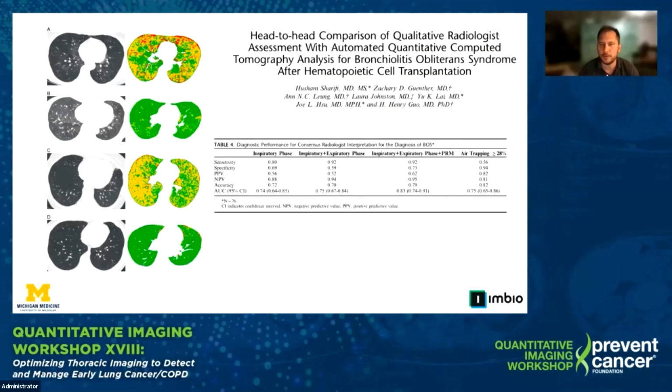However, when also viewing the PRM 3D overlay showing emphysema and air trapping, which is shown in this figure, in addition to the CT scans, the best combination of sensitivity and specificity was achieved. They also showed that a quantitatively measured air trapping score greater than 28% was similar to CT visual reads in terms of area under the curve for BOS diagnosis.